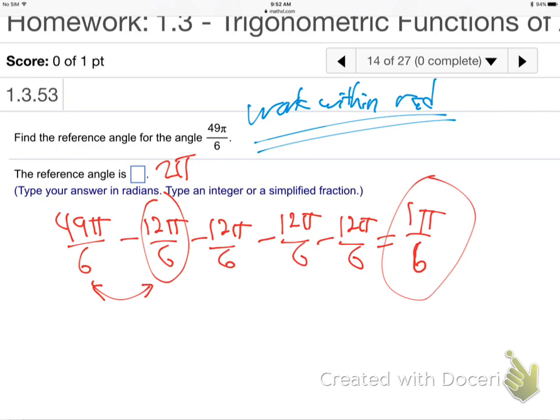That is a reference angle. What is that in degrees? What's pi over 6 in degrees? That's 30, because it's 180 over 6, right? That's 30 degrees. That's between 0 and 90. That's it. All right, well, I don't have time.